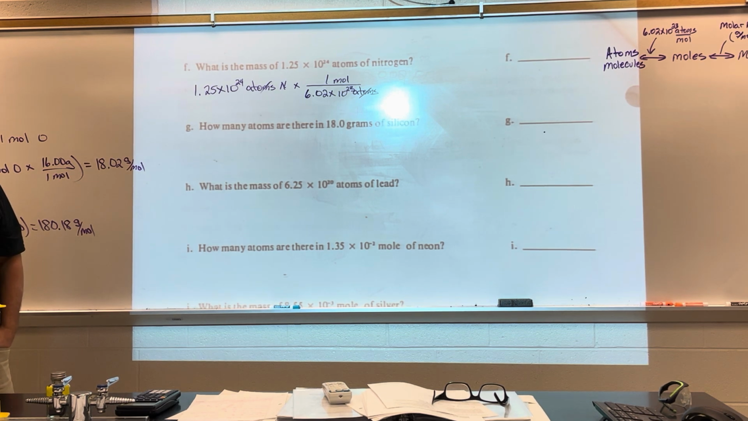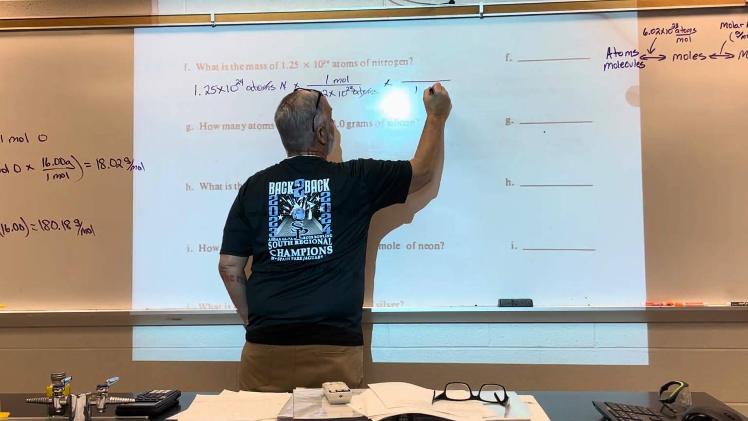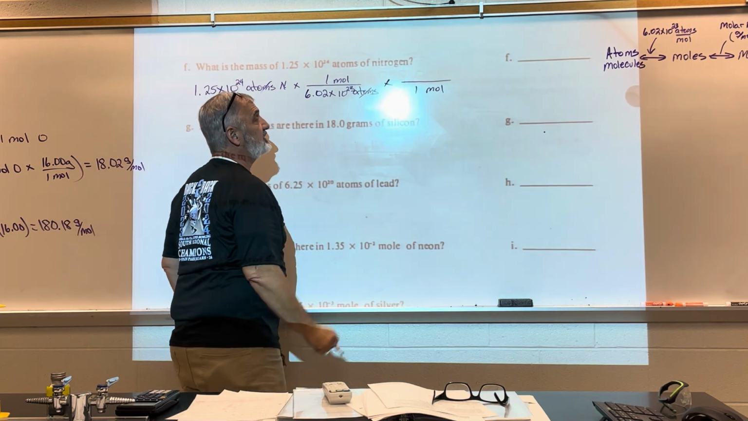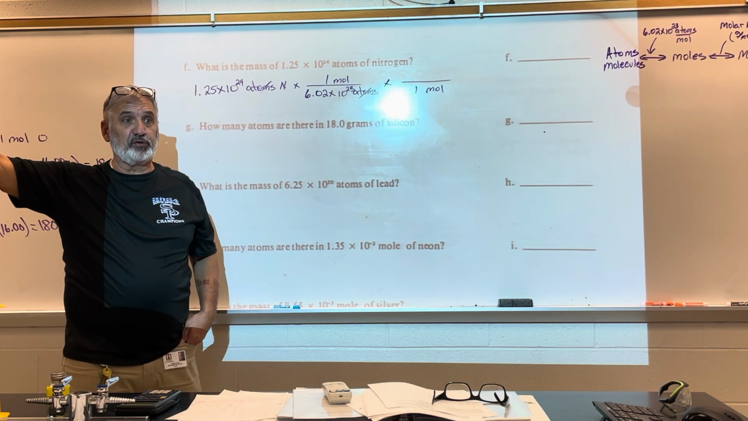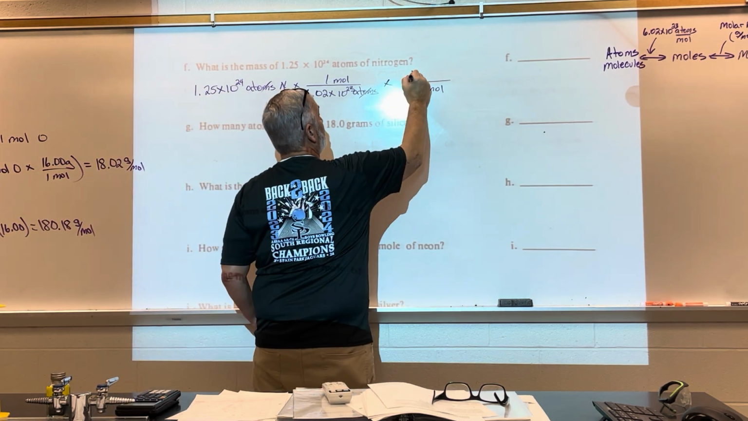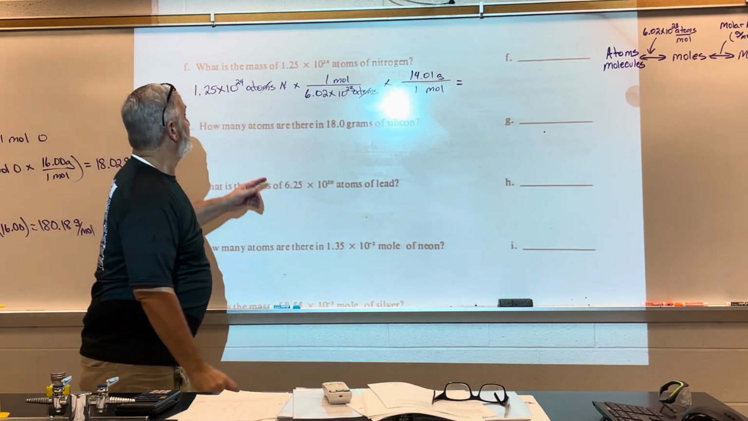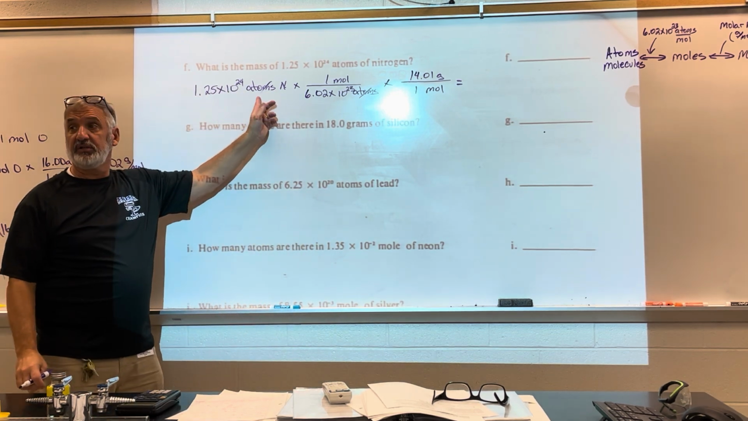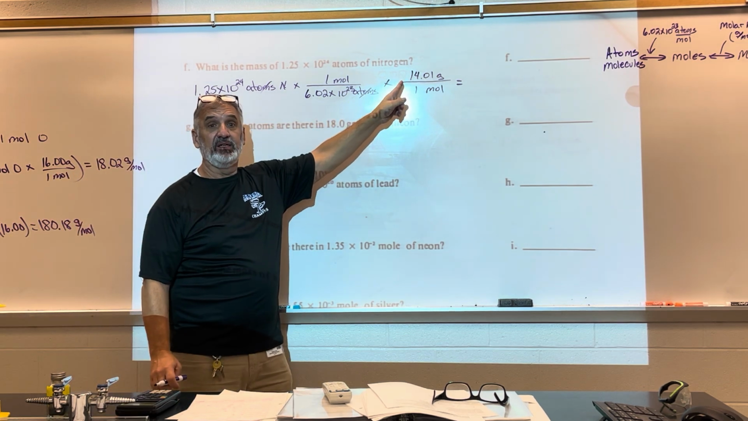So what do I do next? Molar mass, and I know that because moles is here, I'm gonna put 1 mole there, and what number goes on top? The atomic weight from the periodic table, 14.01. So what am I going to do to these two numbers? Multiply or divide? Divide, and then multiply here.